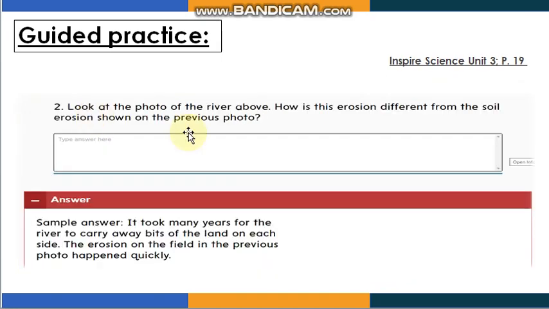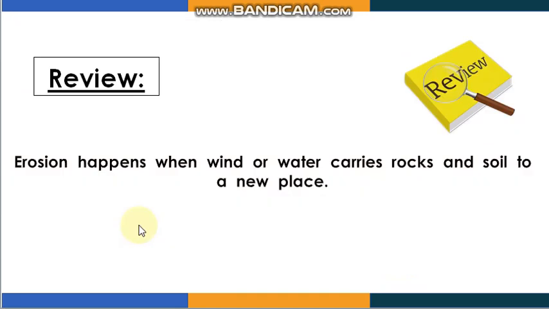look at the photo of the river above, how is this erosion different from the soil erosion shown on the previous photo? They mean it took many years for the river to carry bits of the land. They're trying to say to us, the river took bits of the land, but it took many years. So everyone, even the river can carry the rocks or the sand from place to place, but sometimes it takes many years for the river to carry away these bits of land or rocks, and also soil or sand.